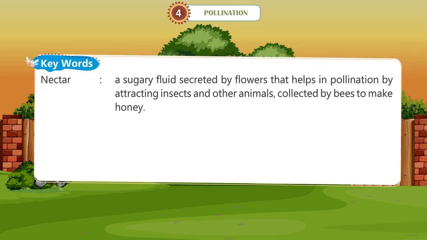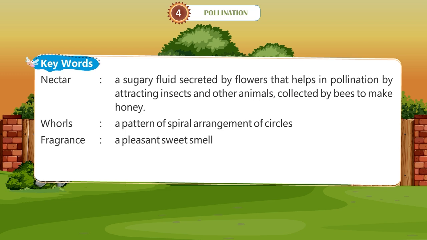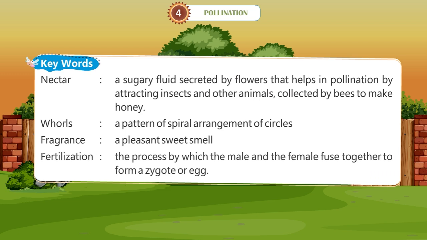Keywords: Nectar, a sugary fluid secreted by flowers that helps in pollination by attracting insects and other animals, and is collected by bees to make honey. Whorl, a pattern of spiral arrangement of circles. Fragrance, a pleasant sweet smell. Fertilization, the process by which the male and the female gametes fuse together to form a zygote or egg.